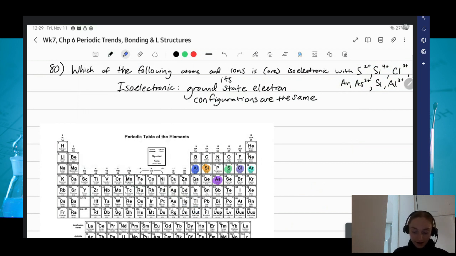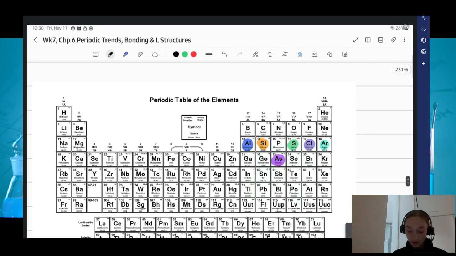Okay. So we have to find the original configurations of these. That means we're going to have to get rid of these charges to find out what it was before, if that makes sense. Let's look at the sulfur 2+. It lost 2 electrons, so we have to get back to sulfur, and so sulfur will be right here. It'll go back 2 places.